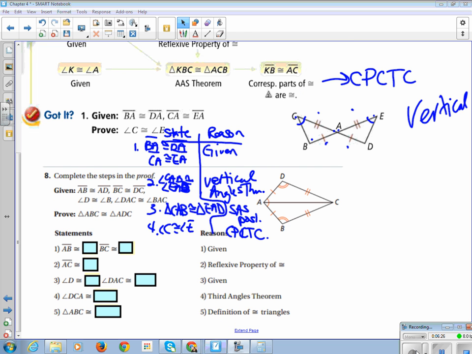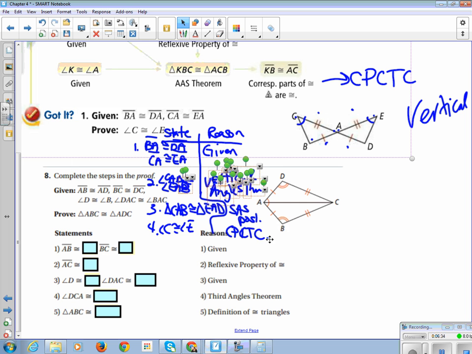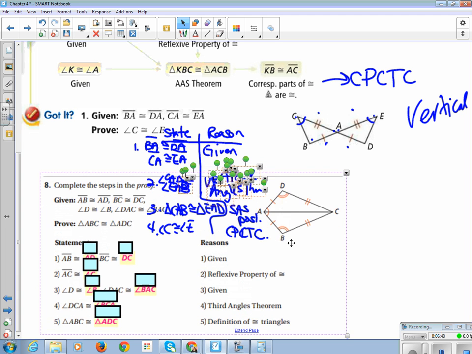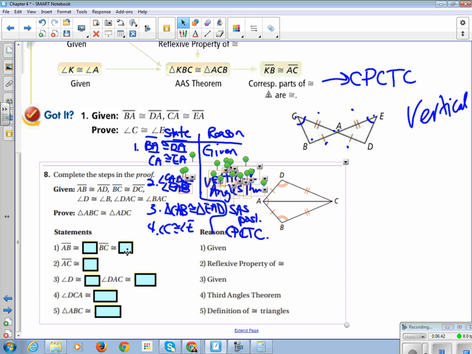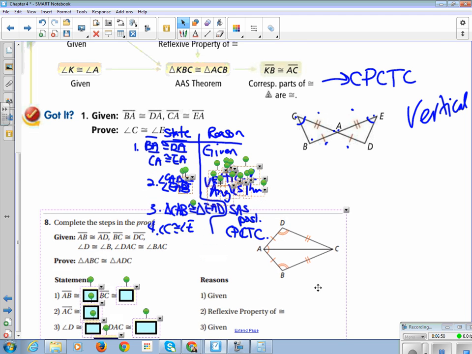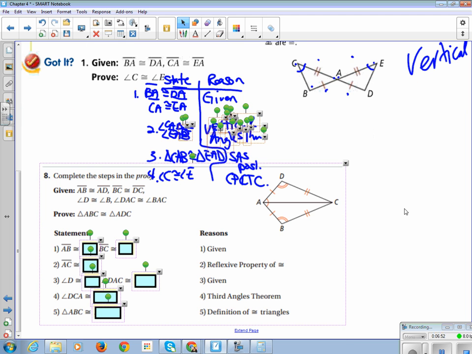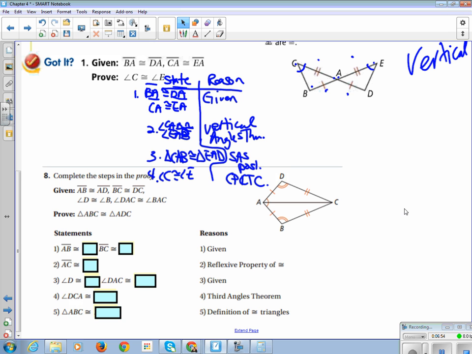All right, so let's look at this question number 8. And let's see if we can highlight everything and move it. Let's just move all this down. There we go. Awesome. Okay, so complete the steps in this proof.